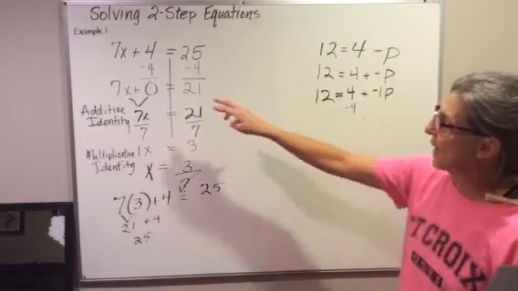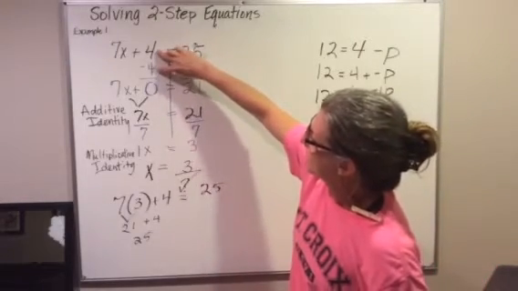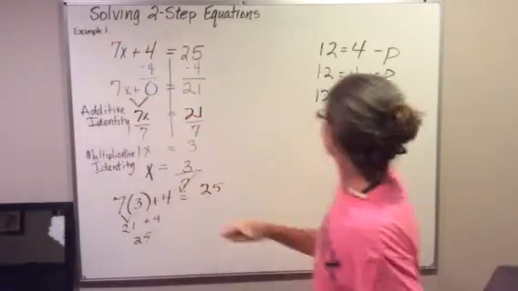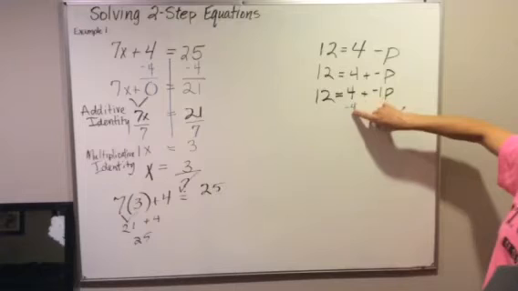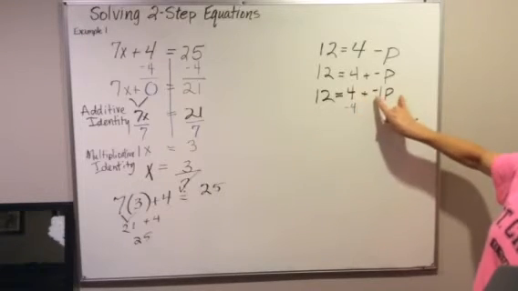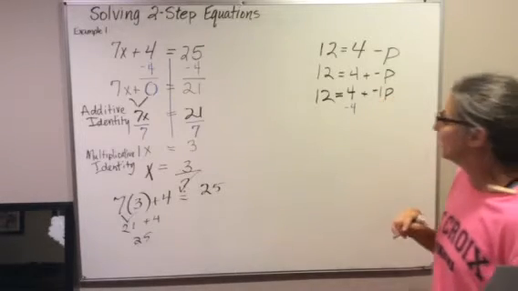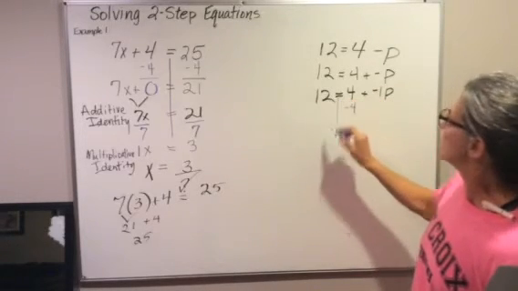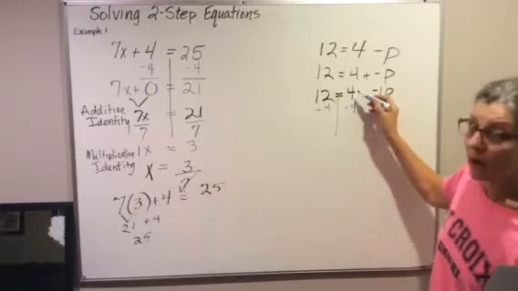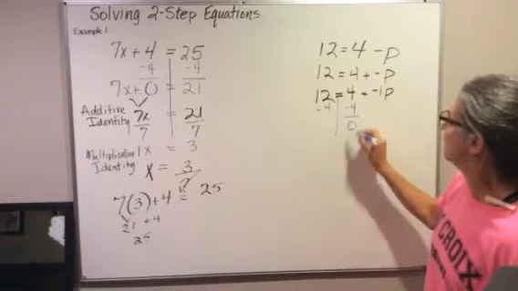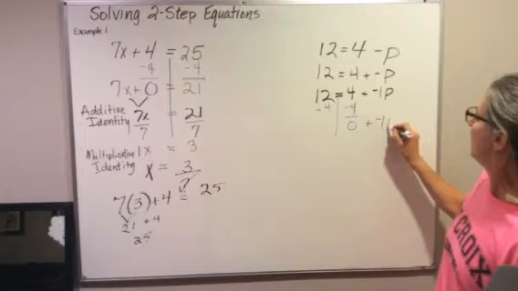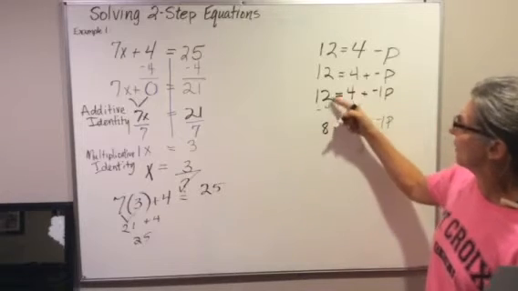So just like I subtracted or added negative 4 here, because that's added on to this term that has the x in it, well, I have to add negative 4, subtract 4 here, because it's added to this term that has a P in it. So on both sides, I'm going to subtract 4. So 4 minus 4, or 4 plus negative 4, is 0. And then 0 plus negative 1P, and over here I have 8. 12 minus 4 is 8.